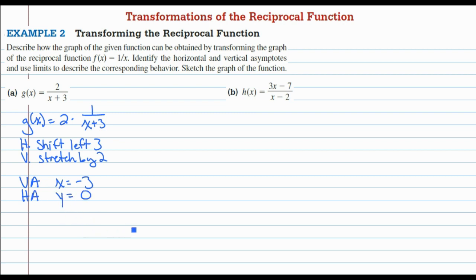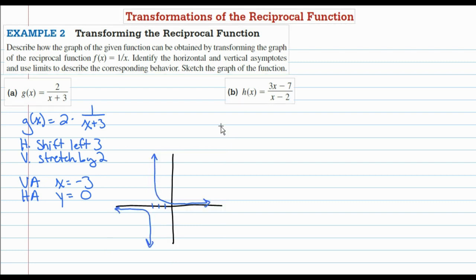So now I can do a sketch of the function. Let's see, which means I'm going to have a vertical asymptote at negative 3. So there's my sketch of the function, my new function translated. And I can talk about the end behaviors.